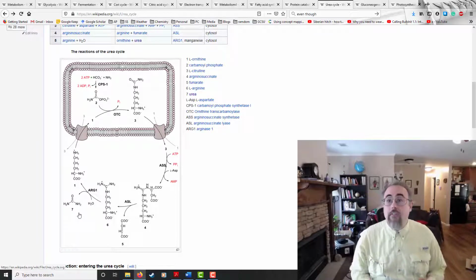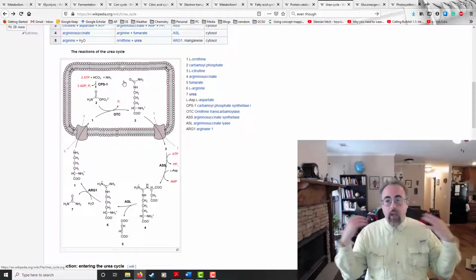If you happen to be a fish, which I'll be surprised if you are, this is kind of not really needed for fish. I don't know enough about fish biology, let's just be honest. But what fish can do is the ammonia can just go straight out the gills.